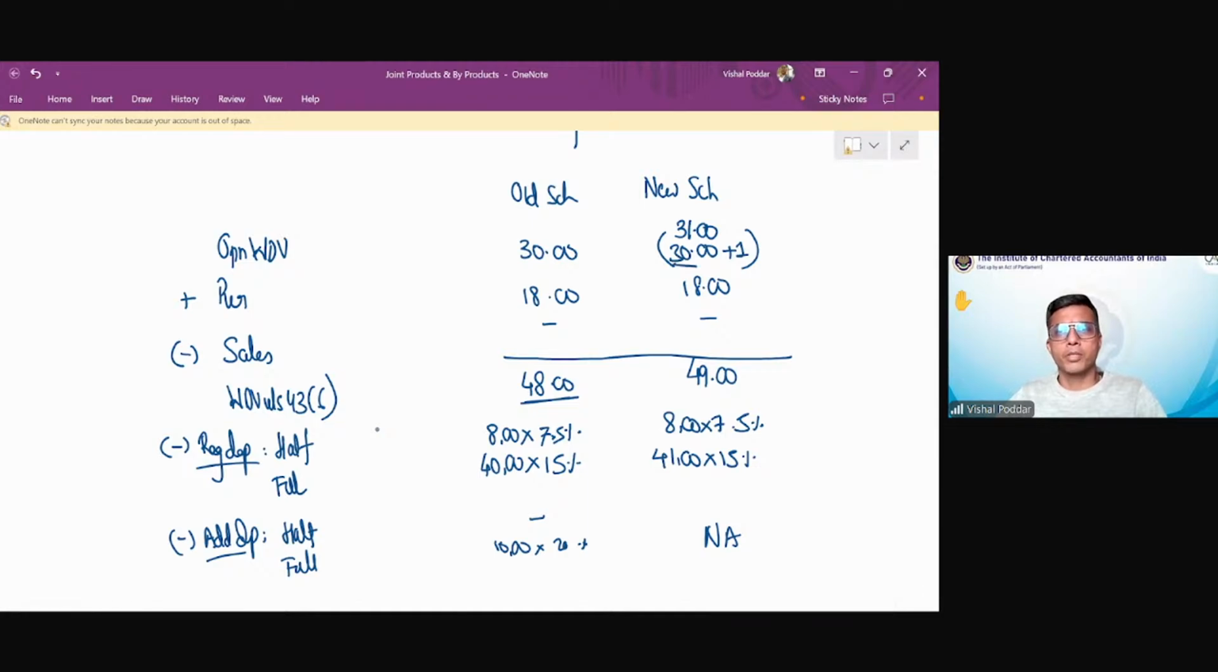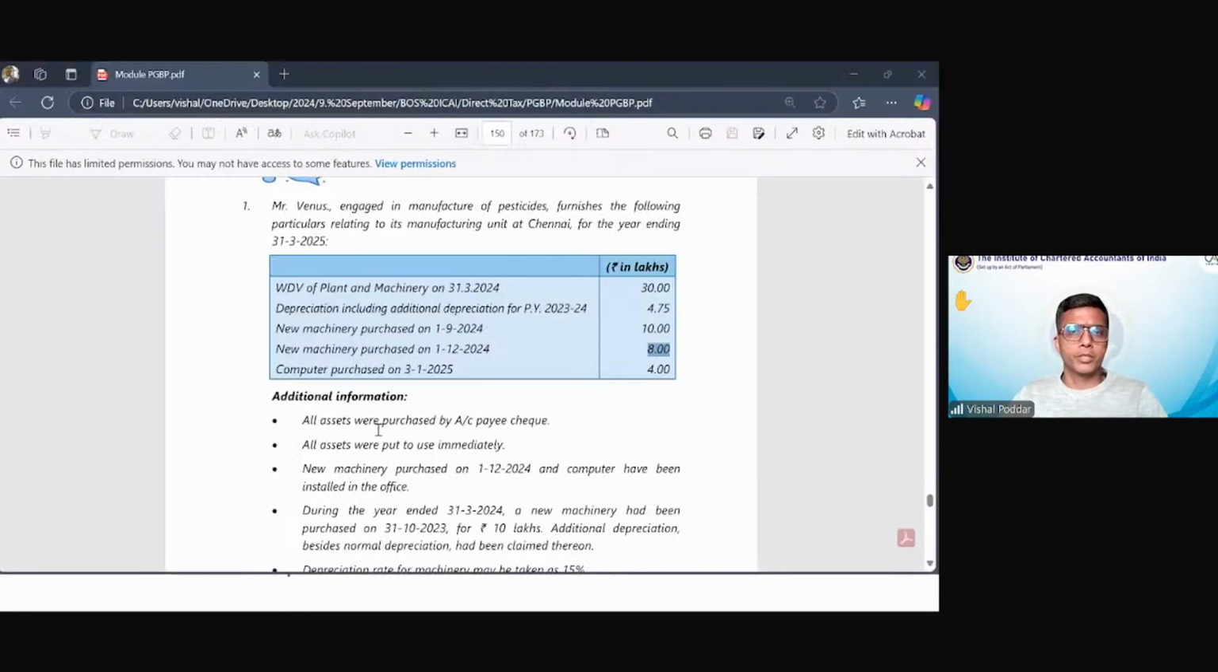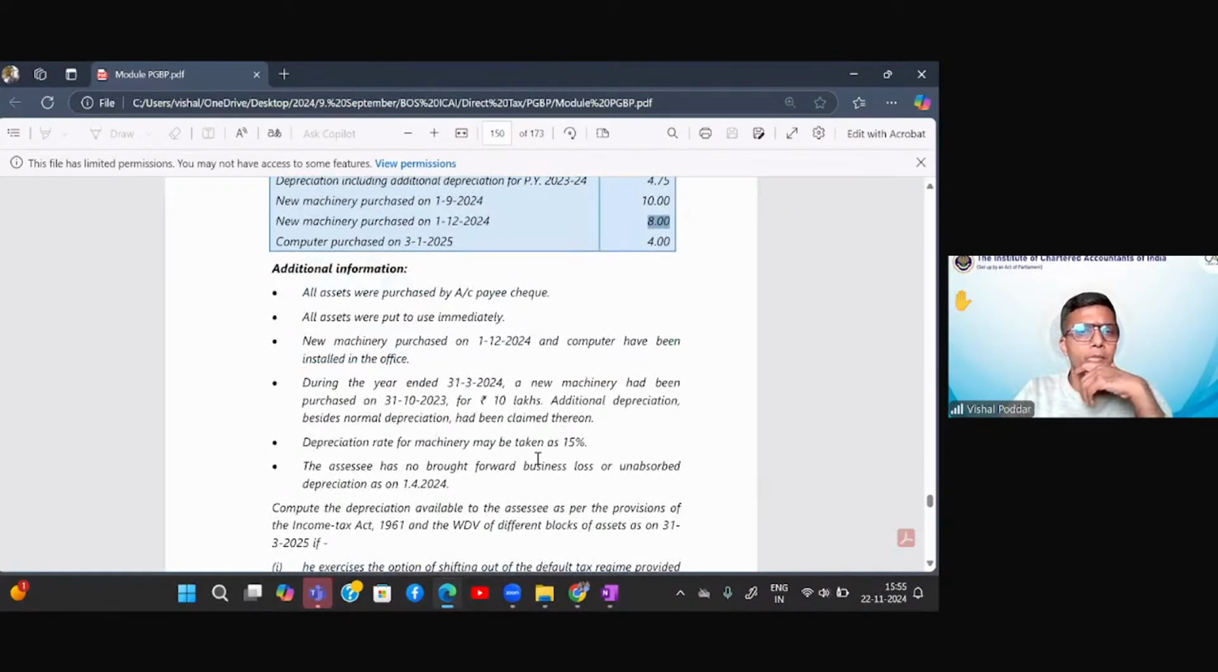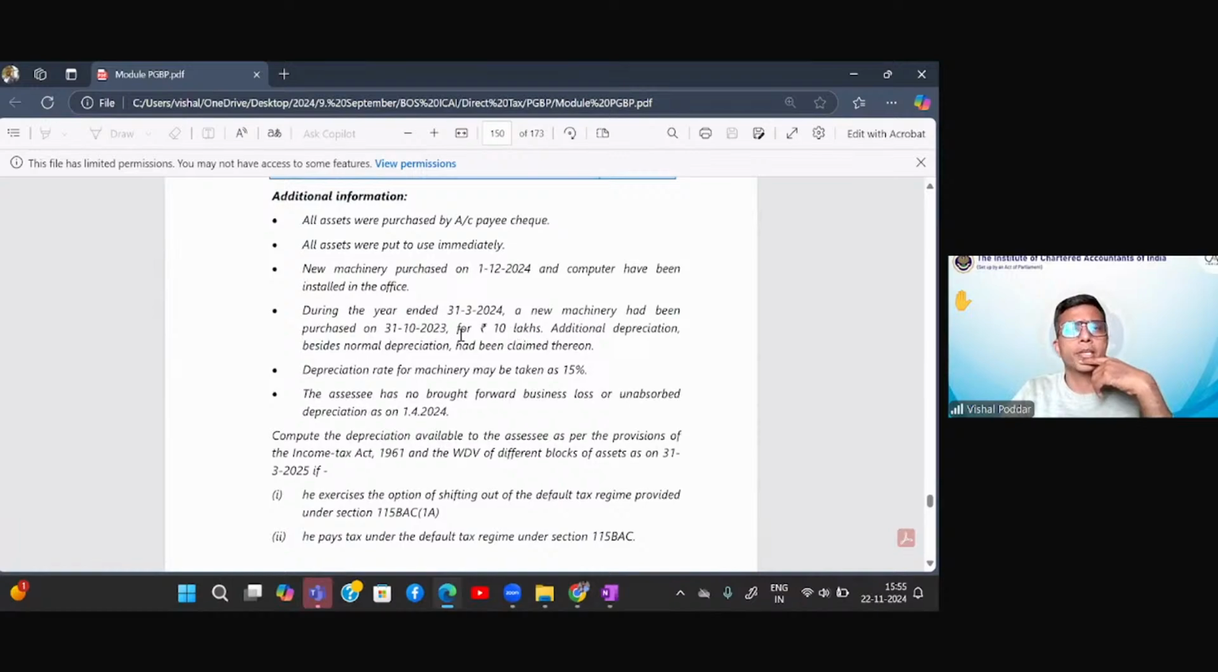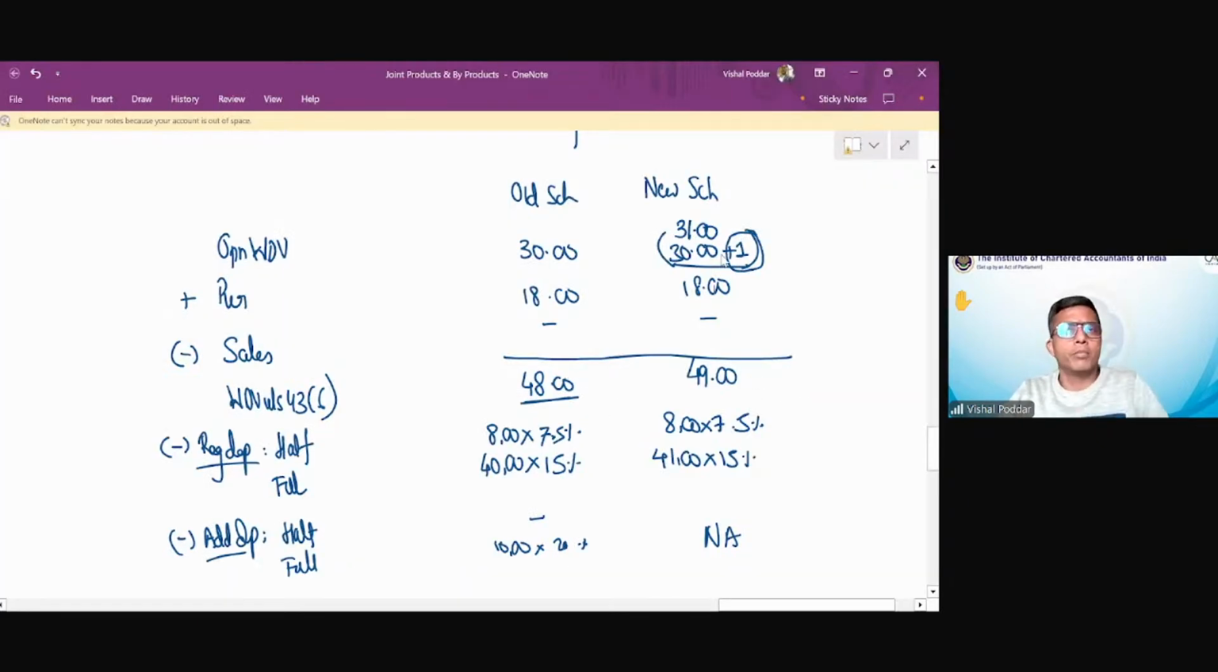Now, somebody asked me, sir, why did you take 31? Because this 1 lakh is my additional depreciation of last year. Last year, I had purchased this new asset of 10 lakhs, which was purchased on 31/10, that is after 1st October. So I would have taken only half depreciation on 10 lakhs last year. Now, under the new regime, additional depreciation is not allowed as deduction. So last year, in the new regime, you would not have claimed this additional depreciation, like how I'm not claiming it this year.